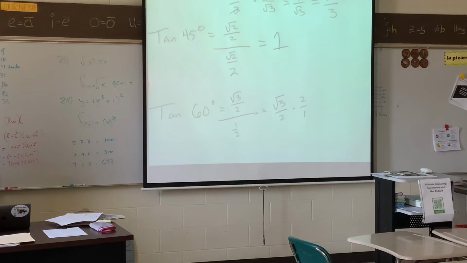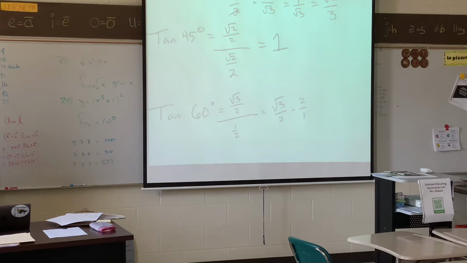Keep doing the math, Bree. Square root of 3 times 2 is square root of 6. Okay, why don't you take a look at this? Oh, no, the 2's canceled. Sorry.